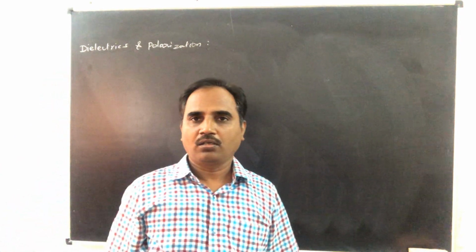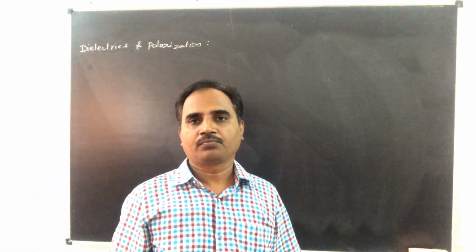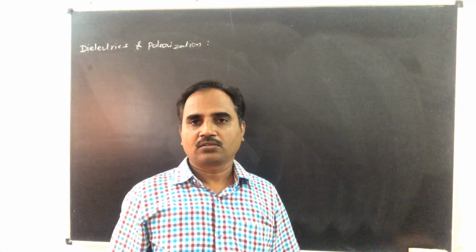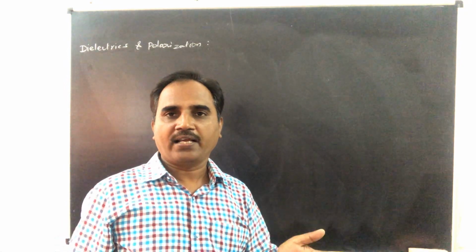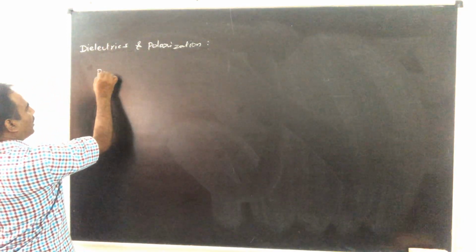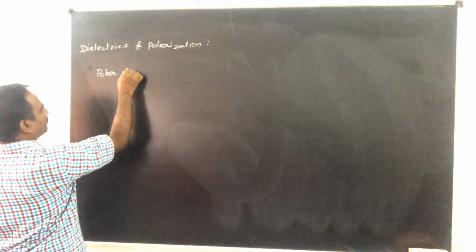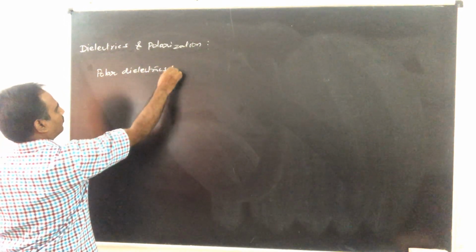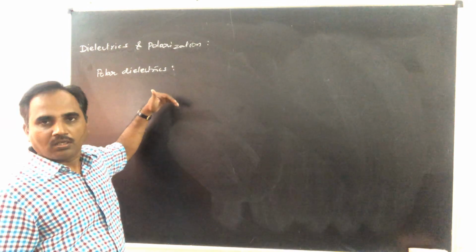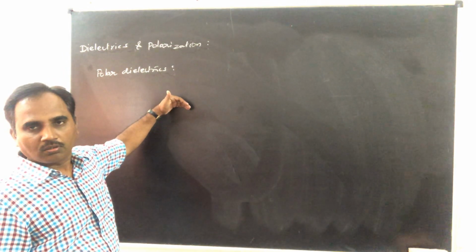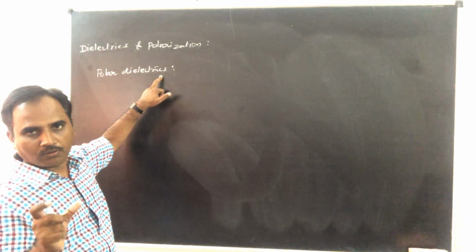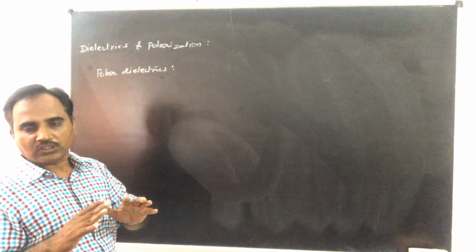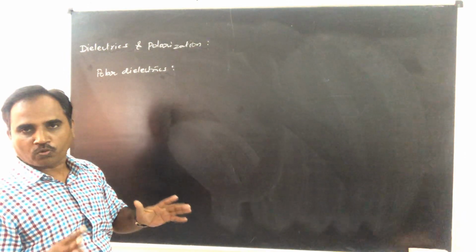See, insulators are called dielectrics. In insulators, there are two types. There are two types of dielectrics, polar dielectrics and non-polar dielectrics. See, these polar dielectrics, each molecule in a polar dielectric, the center of positive charge and the center of negative charge do not coincide.